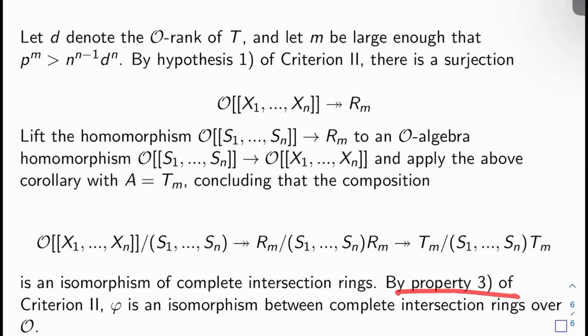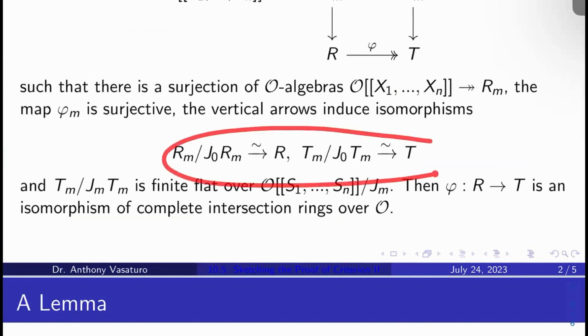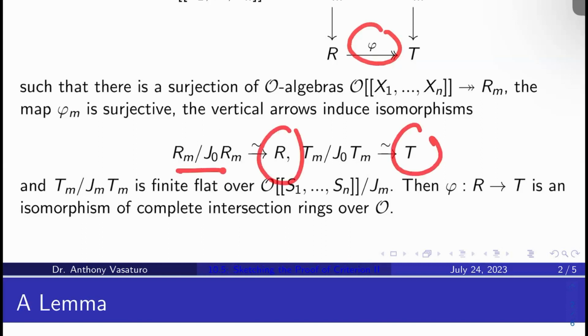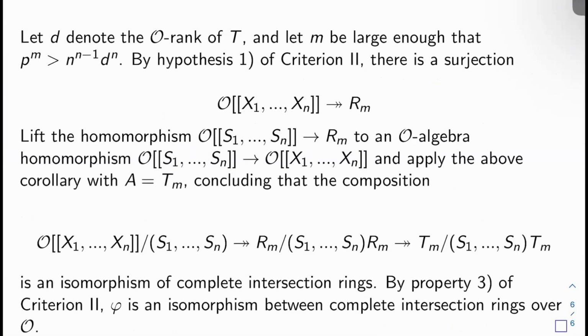Okay, but by the final slew of properties from criterion 2, so this stuff up here where you have these isomorphisms, what you're given, that isomorphism we just found, actually is just going to end up being an isomorphism. Phi is going to end up being an isomorphism from R to T because these are isomorphic essentially, if that makes sense. So you're exactly using the hypotheses in the setup of criterion 2 to conclude. Okay, so by the final property of criterion 2, you have an isomorphism of complete intersection rings over O, and that's that.